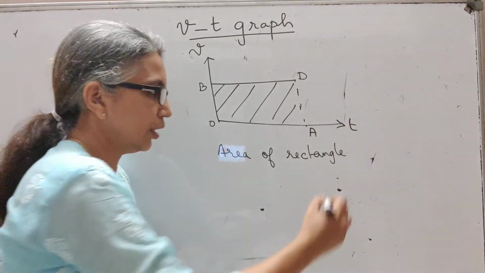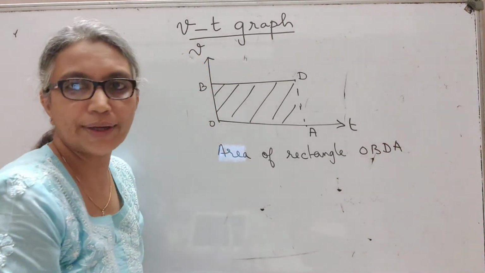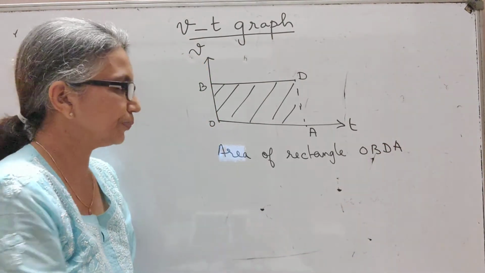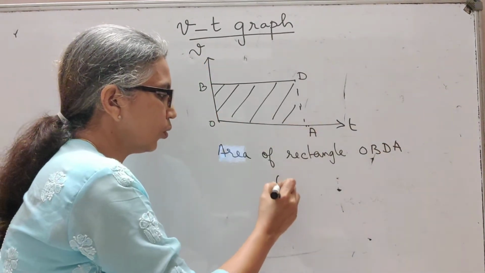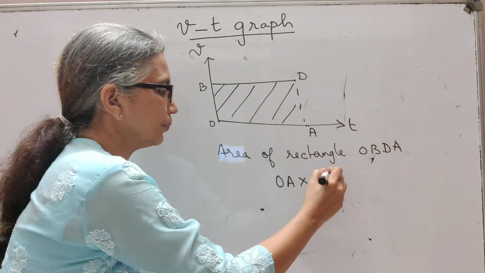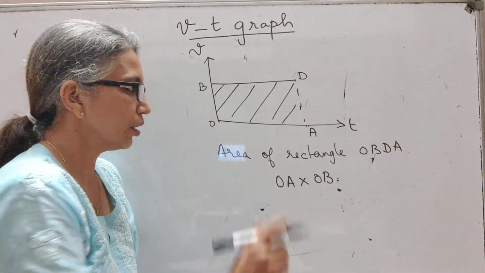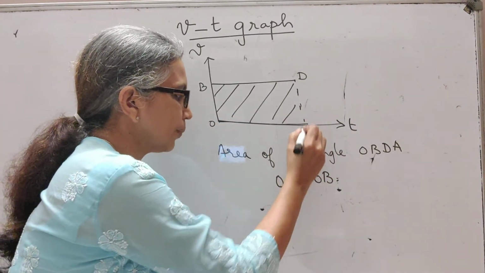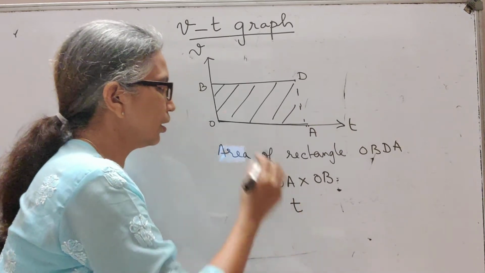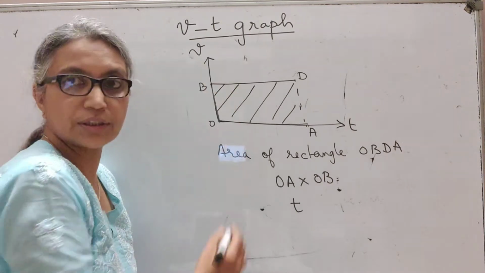Okay, OBDA, rectangle, OBDA. We know the area of a rectangle is length into breadth. The length is OA, and the breadth is OB. Here it represents the time. So this is going to represent the time t, multiplied by the velocity.